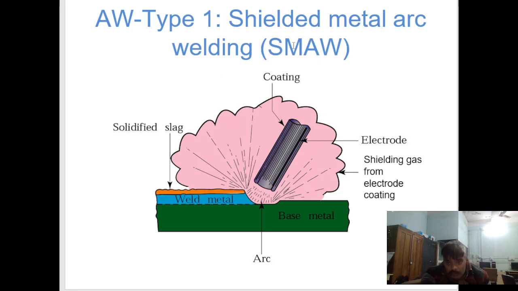It is normally used during the manual welding process. Here an electrode in the form of a rod is used, on which electrode coating will happen. Shielding gas from electrode coating. This one is the base metal, this one is the weld metal, this one is the solidified slag. Arc is generated between the electrode and workpiece.